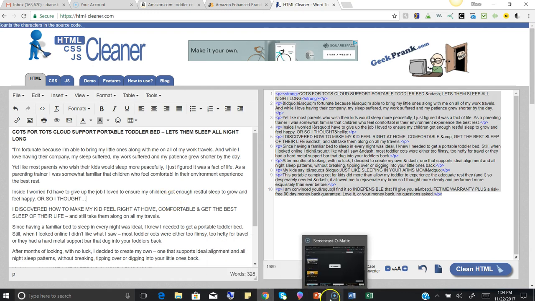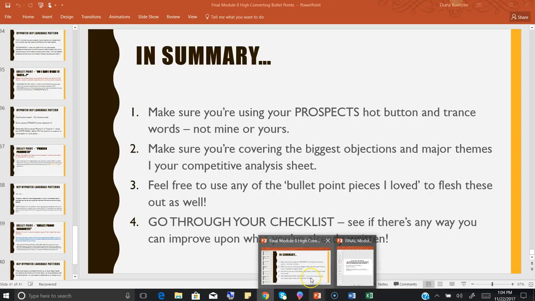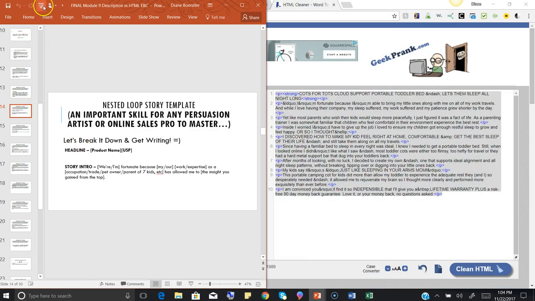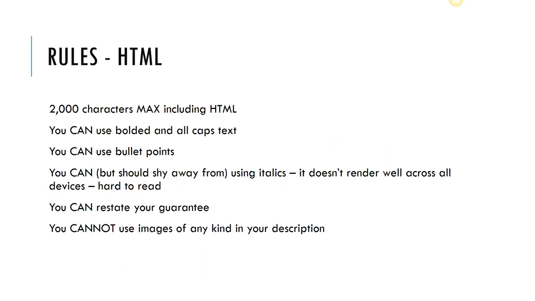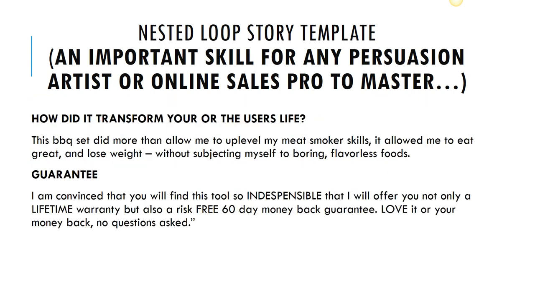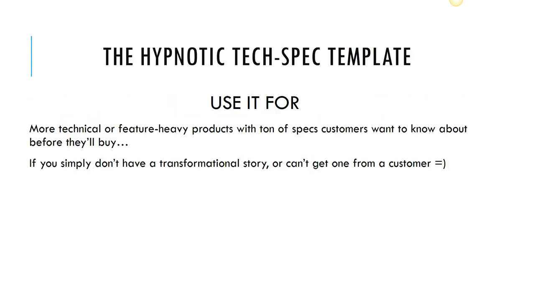I had talked about, right here. Okay, let's go through and review this real quick because nested loops are a little bit complicated. Sorry, I'm jumping all over the place here. So nested loop story template. We went through that. So let's go to Hypnotic Tech Spec Template. If you have a more technical or feature-heavy product with a ton of specs and you're not trying to get cartoons, you're not trying to build that rapport, you're literally trying to sell a spec product, or if you don't have a transformational story or you can't get one from a customer, you're going to want to use the Hypnotic Tech Spec Template.